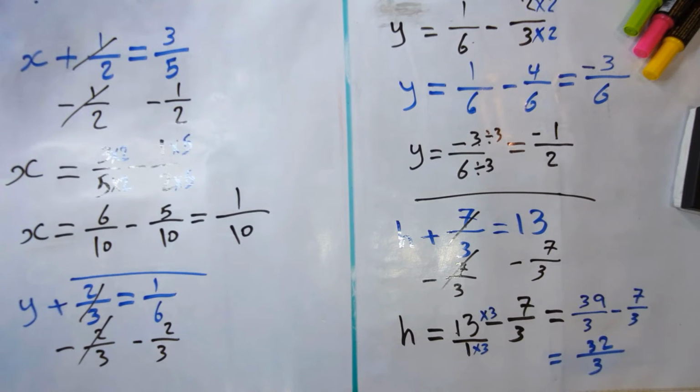Check and simplify. 32 and 3 do not exist in the same table. No number is common to 32 and 3. Then this fraction is in simplest form.